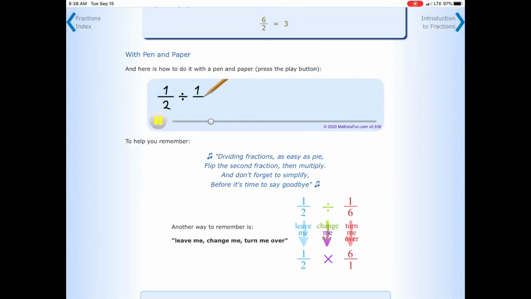Here's how it looks if we were doing this on our own. 1/2 divided by 1/6. Keep, change, flip. 1 times 6, 2 times 1, 6 halves, 3.